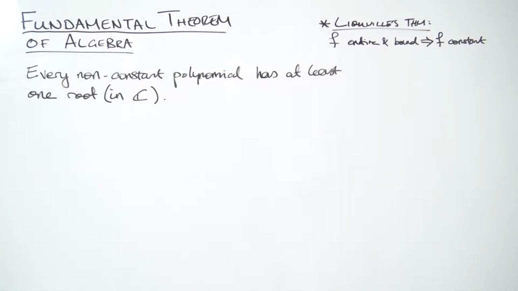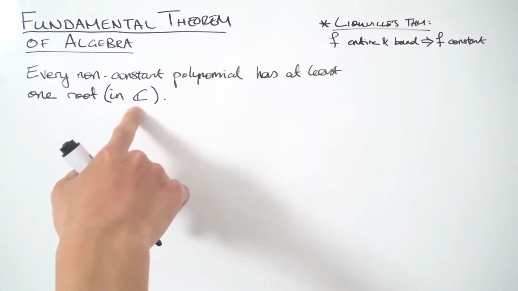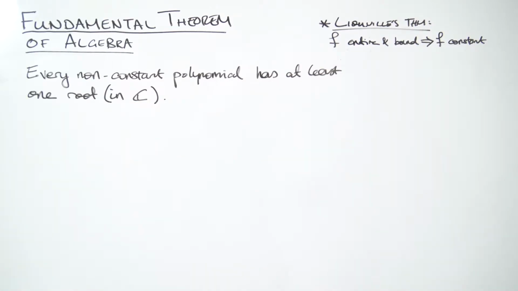Greetings everybody, and today we're going to be proving the fundamental theorem of algebra using complex analysis. This states that every non-constant polynomial has at least one root in the complex plane. In other words, the set of complex numbers is algebraically closed.